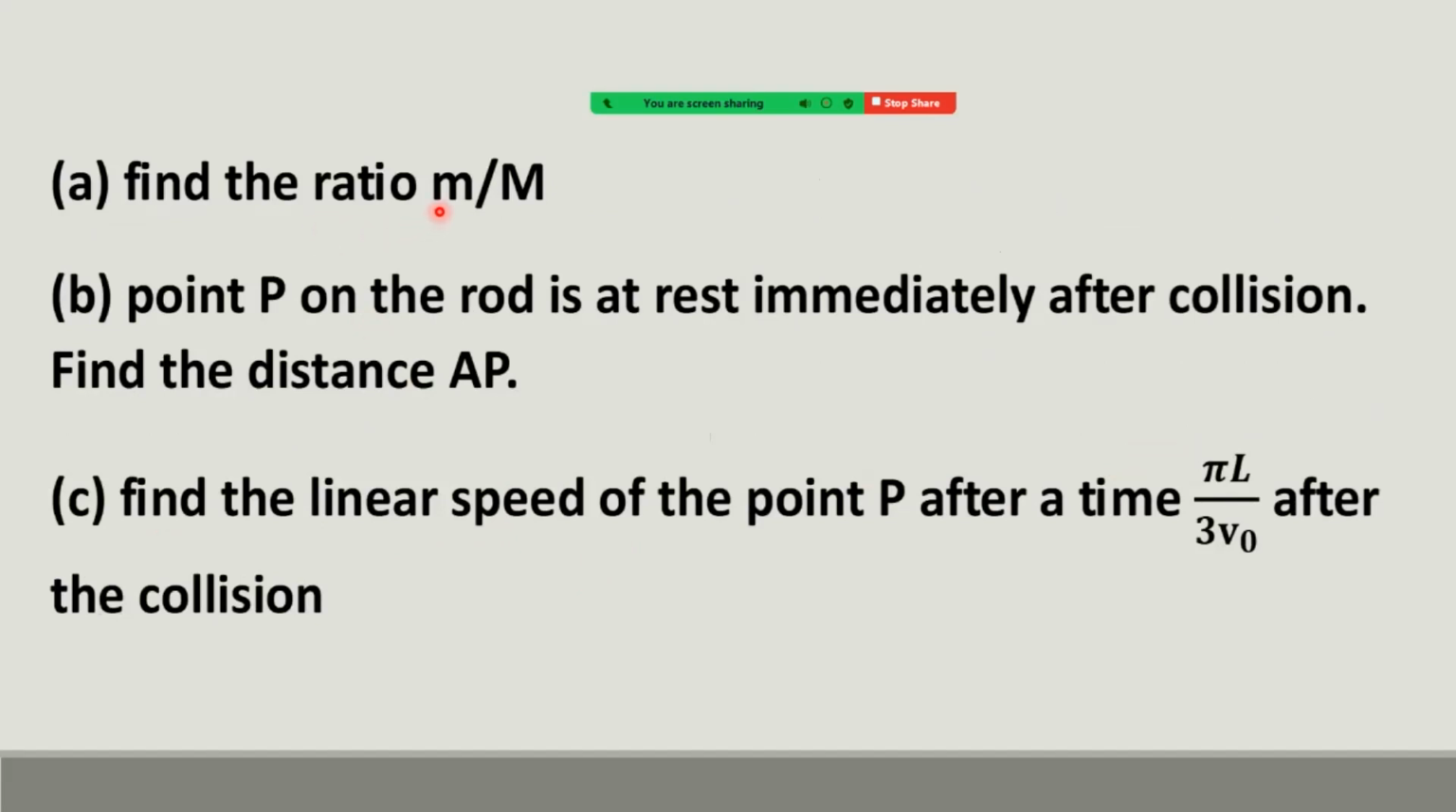Find the ratio small m by capital M. Point P on the rod is at rest immediately after collision. Find the distance AP. Find the linear speed of the point P after a time pi L upon 3 V naught after the collision.